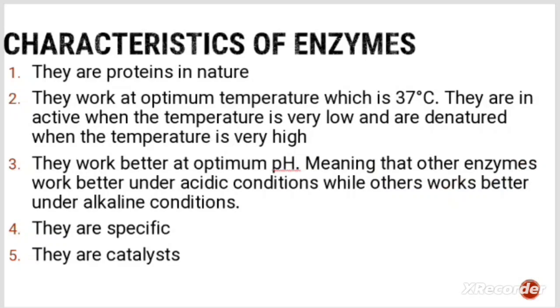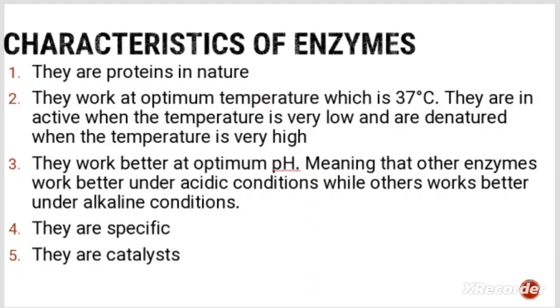Some of you, we did this in class. I think we don't have to waste much of our time here, since some of you already have this information. They work at optimum temperature, which is 37 degrees Celsius. It means these enzymes work best at 37 degrees Celsius. So when the temperature is very low, they are inactive, and when the temperature is very high, enzymes are denatured. So they are inactive when the temperature is very low and denatured when the temperature is very high.